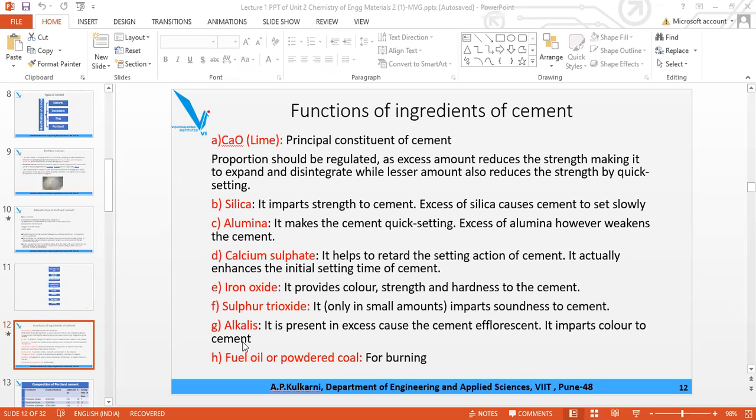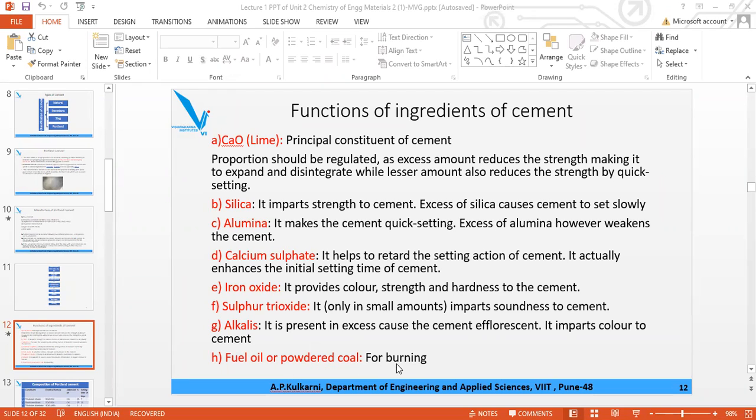Now, if alkalis are in excess, they cause the cement to effloresce. They impart color to the cement, like iron oxide. But if you add extra alkali, then clinker formation is observed, or more fumes are given out during the burning of the Portland cement during formation, which is not desirable. So alkali also you have to add in a trace amount for the coloration.